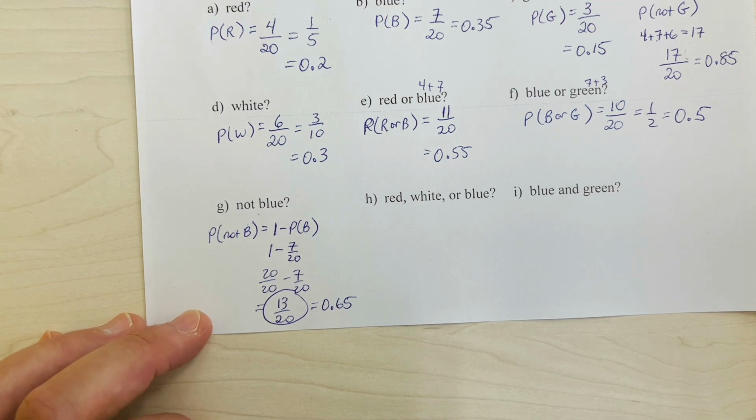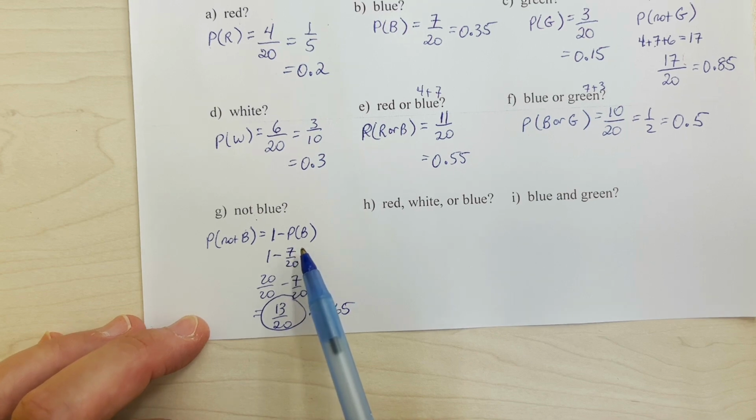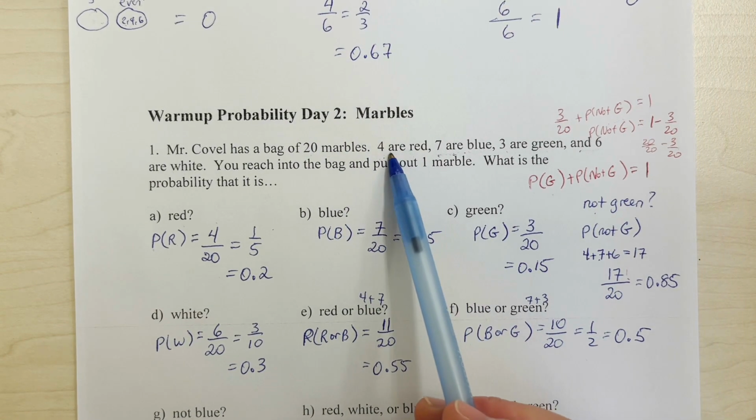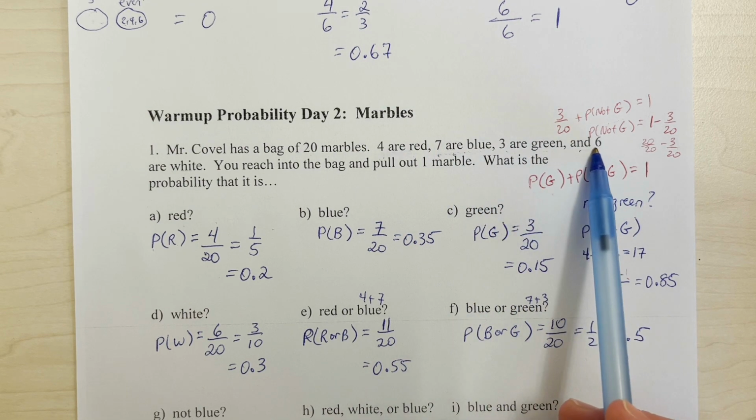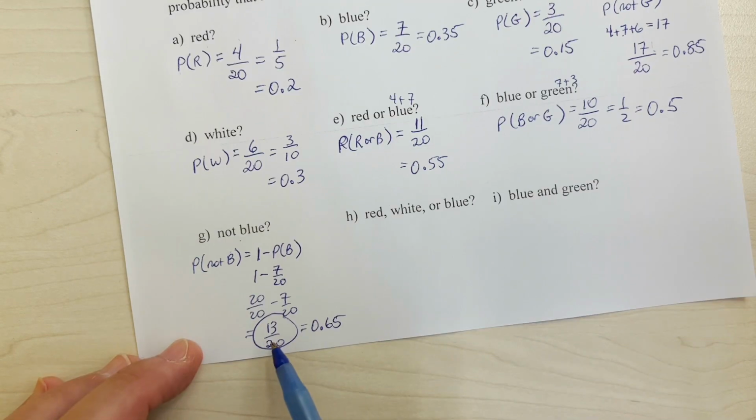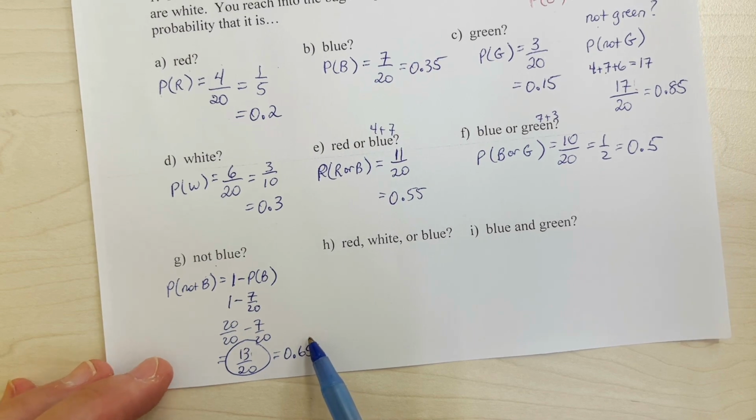Now again, if that seems kind of confusing to you, just count all the marbles that are not blue. 4 red, 3 green, that's 7, 4 plus 3. 7 plus 6 white is 13. So 13 not blue, sorry, out of 20, which is 0.65.